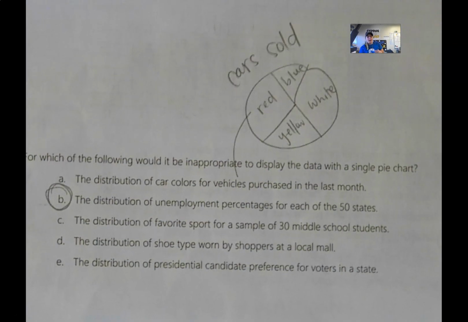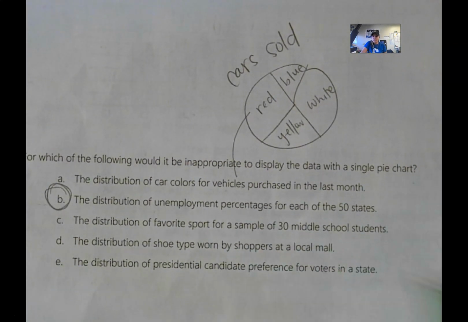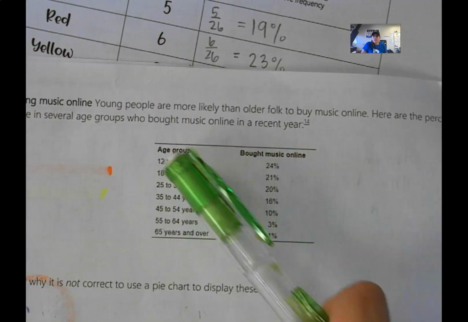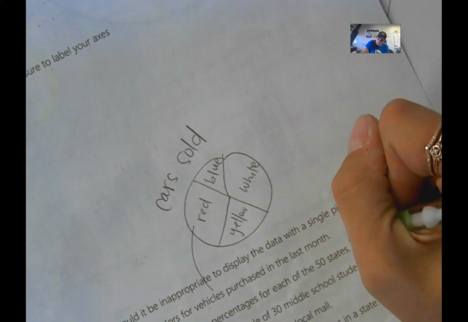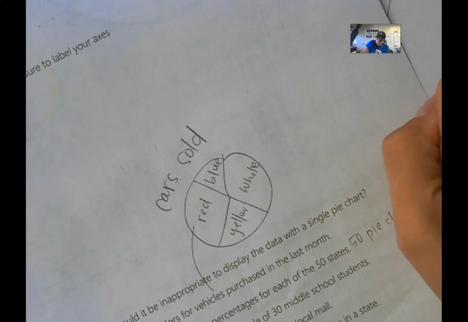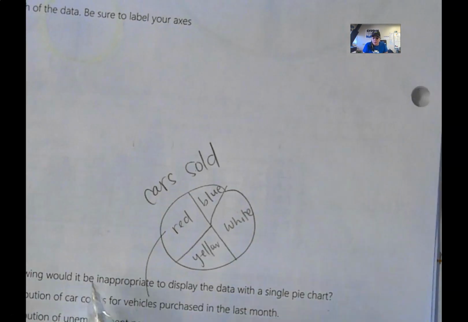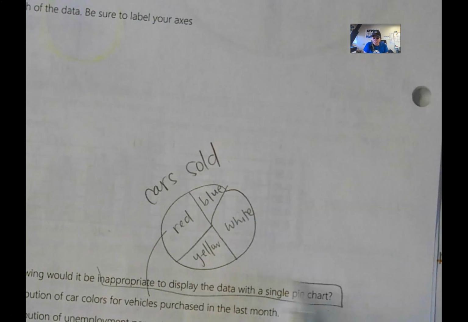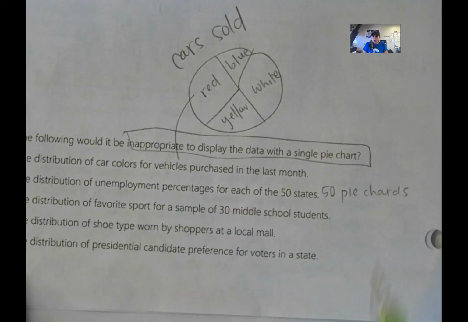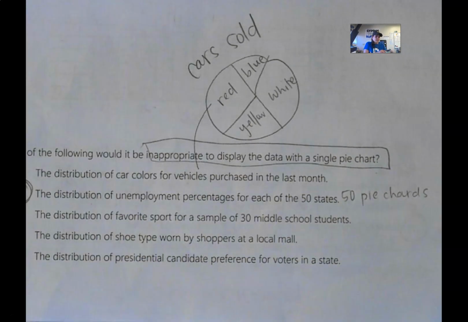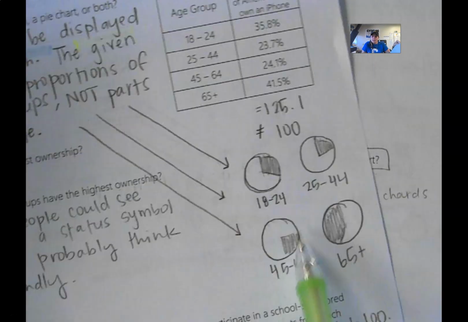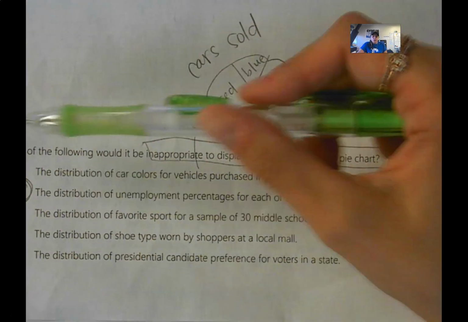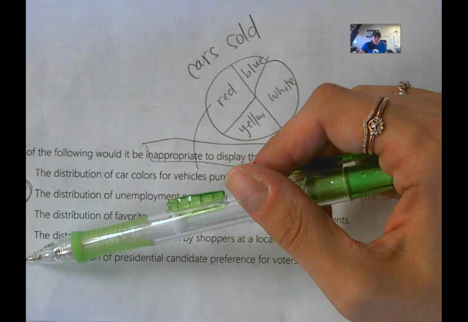The reason why is because it is similar to this problem up here. Each state represents its own whole. So you would need 50 pie charts. This one says inappropriate to display the data with a single pie chart. This one you would need 50 pie charts. And that is similar to this problem here where we had 4 age groups and you had to make 4 pie charts. Okay, so now you know that you can use a pie chart for A, C, D, and E.